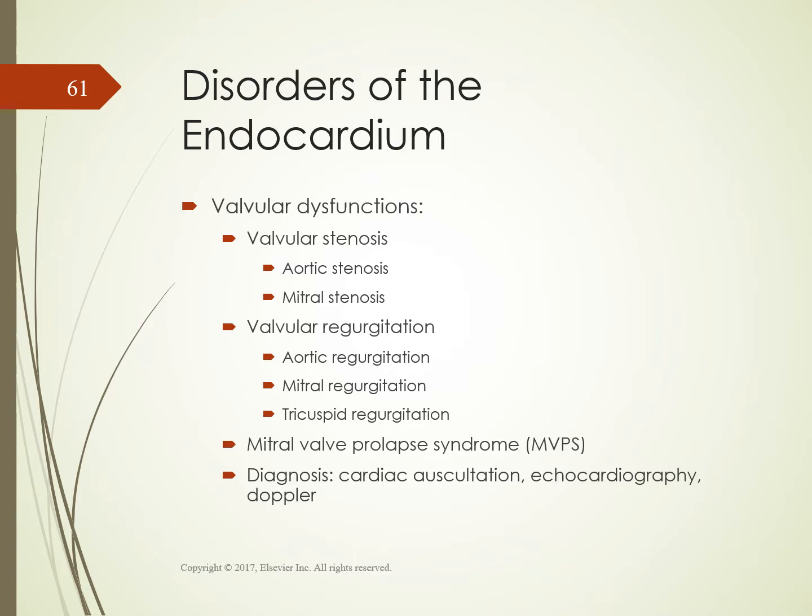Aortic valve regurgitation is the result of an incomplete aortic valve that allows blood to flow back into the left ventricle during diastole. As a result, the left ventricle must increase its stroke volume to include blood entering and leaving the lung.